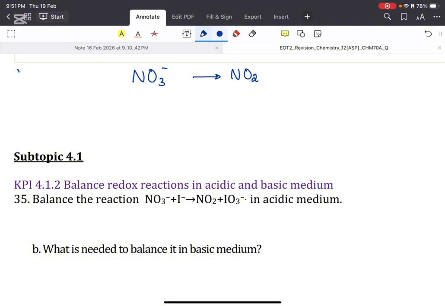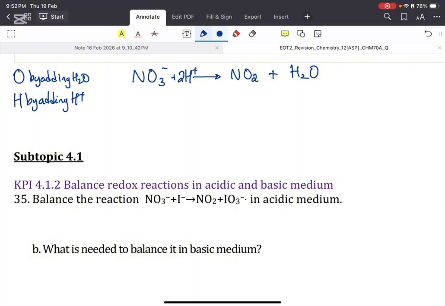Now the next step is to balance the oxygen atoms by adding H2O on the side that needs more oxygen. So here I have 3 and here I have 2. So on this side we have one oxygen missing, so we're gonna add 1 H2O. Now, next we balance hydrogen by adding H plus on the side that is missing hydrogen. Now here I have 2 hydrogens, so I'm gonna add here 2 H pluses.